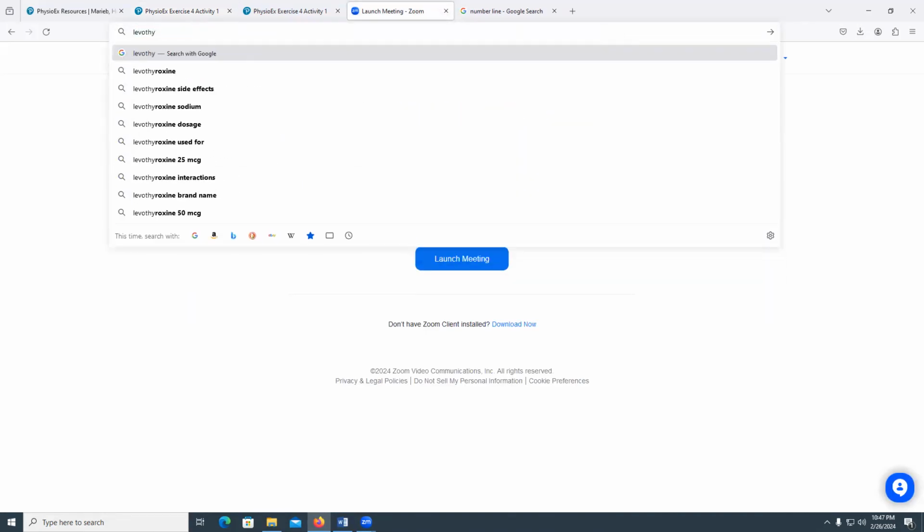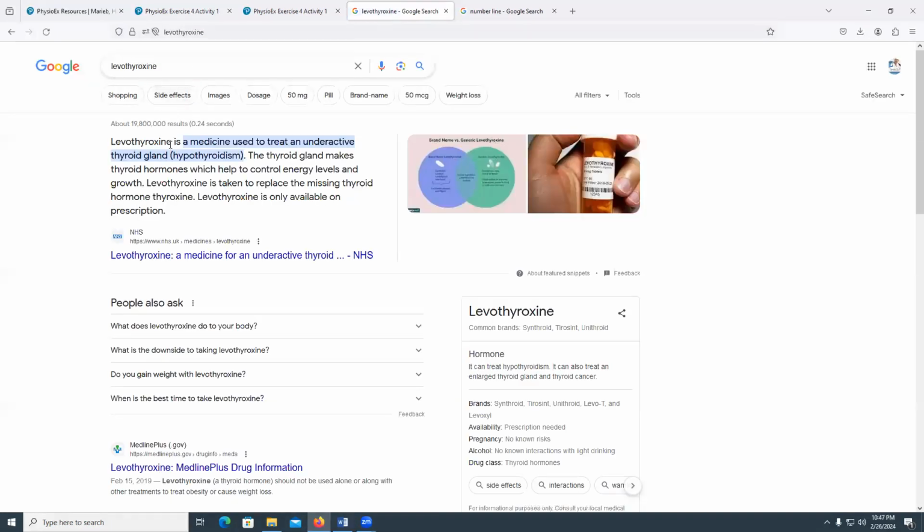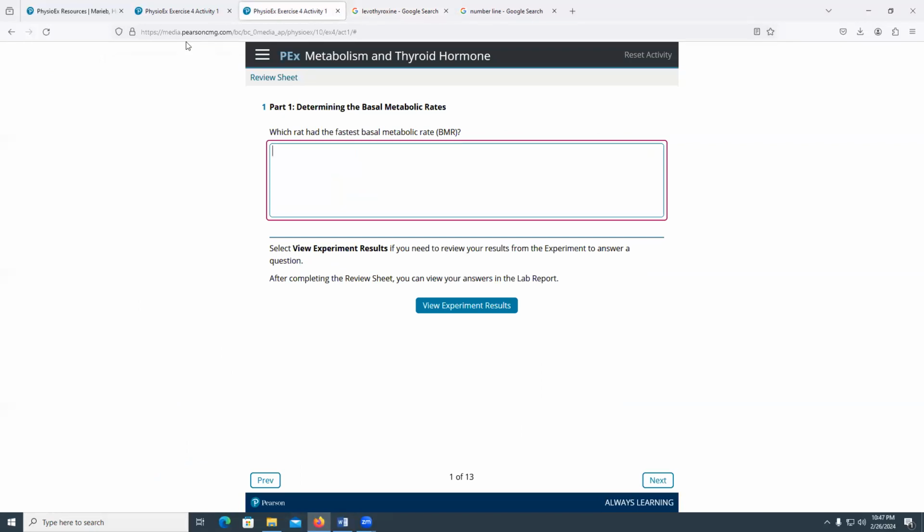Let's look at levothyroxine. Levothyroxine is a medicine used to treat underactive thyroid, or hypothyroidism. A thyroid gland that is unable to secrete thyroxine, the tetraiodothyronine T4, and T3, which are my endogenous thyroid hormones, would be supplemented. So now I'll be using levothyroxine, which is an exogenous thyroid hormone.